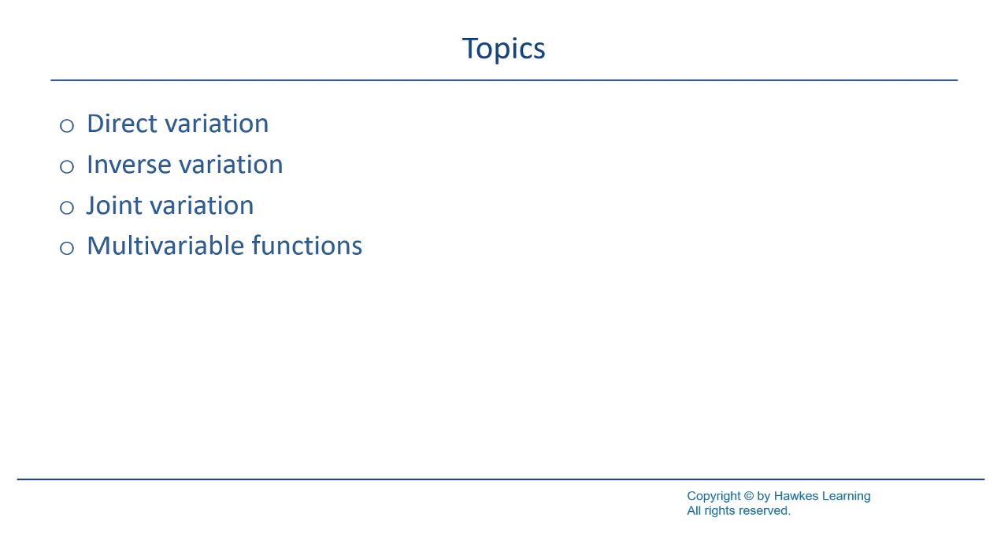So we'll cover three different types of variation, and then that gets combined together when we do multivariable functions, and we talk about how some things can have this multi-faceted part where there's a direct variation with one particular variable and an inverse variation with another, something like that.